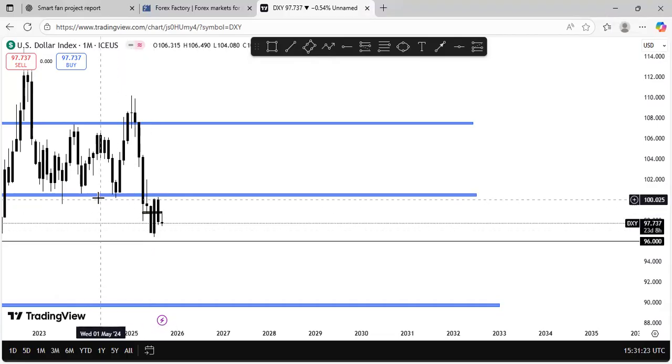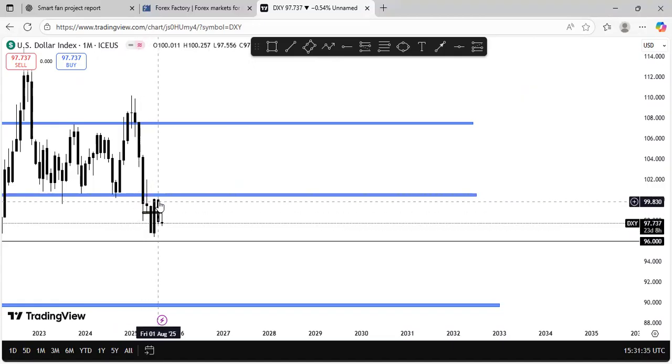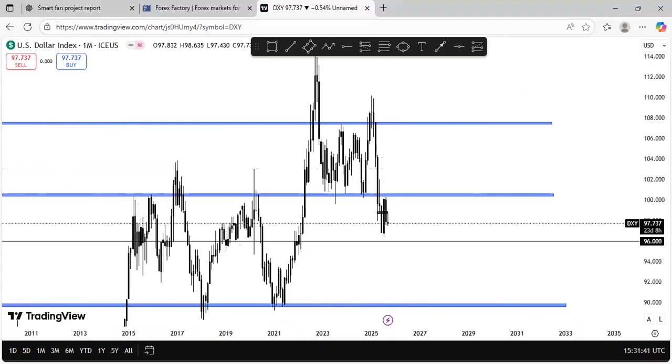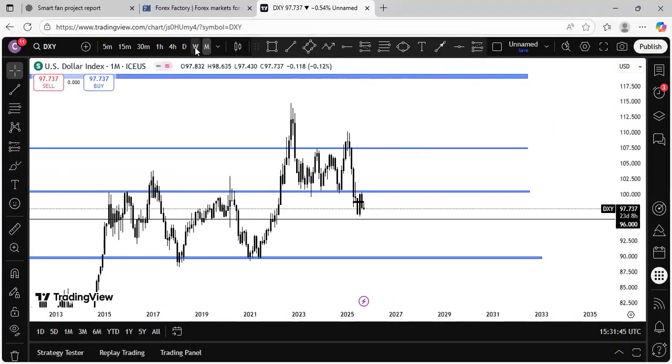And this is a major resistance level. On my charts, when you see the blue bars, those are major resistance levels. So the dollar comes down here and then heads back up for a retest before pushing all the way down. On our monthly time frame, we can see the dollar trending downwards. So we go over to our weekly time frame.